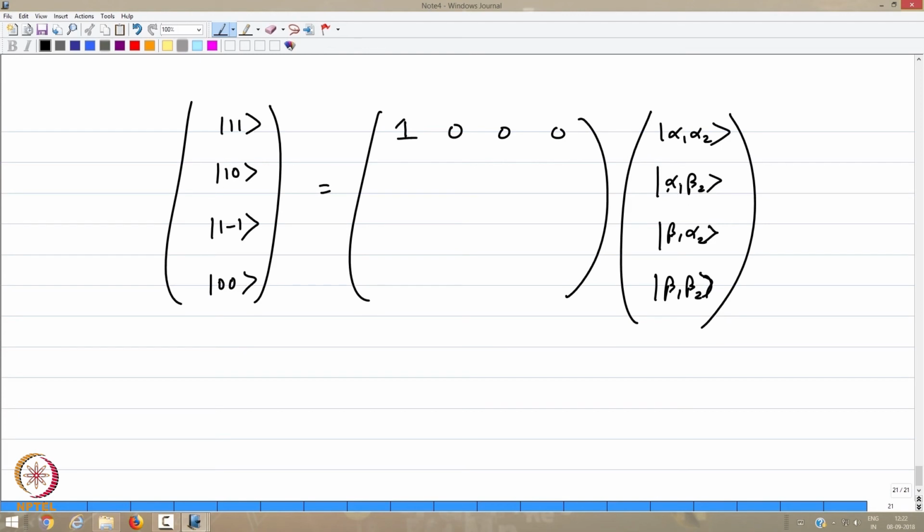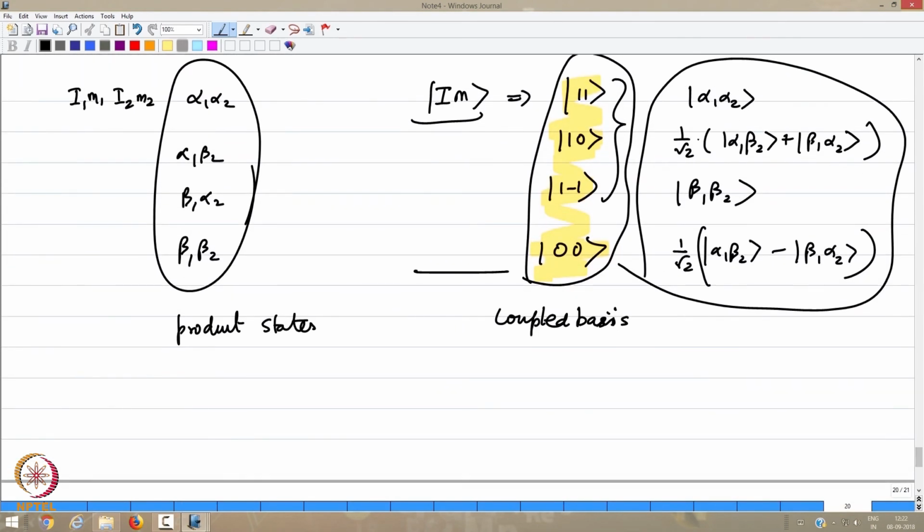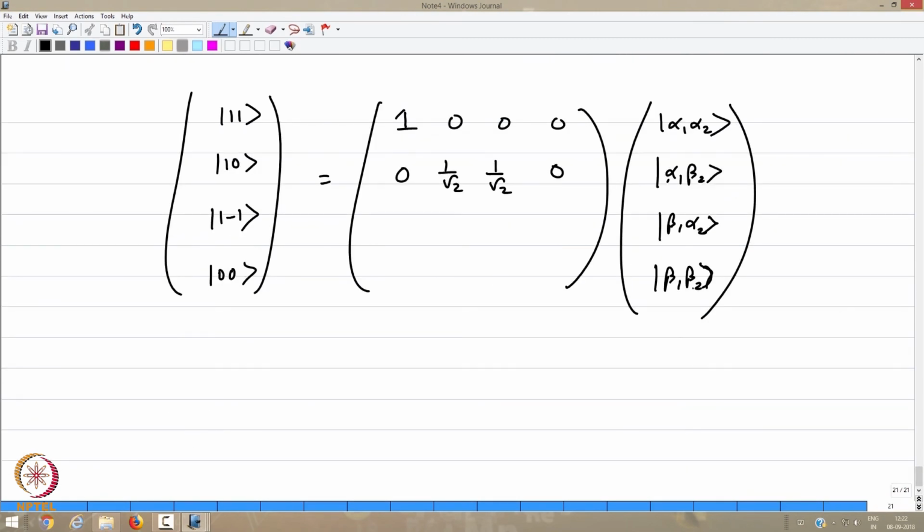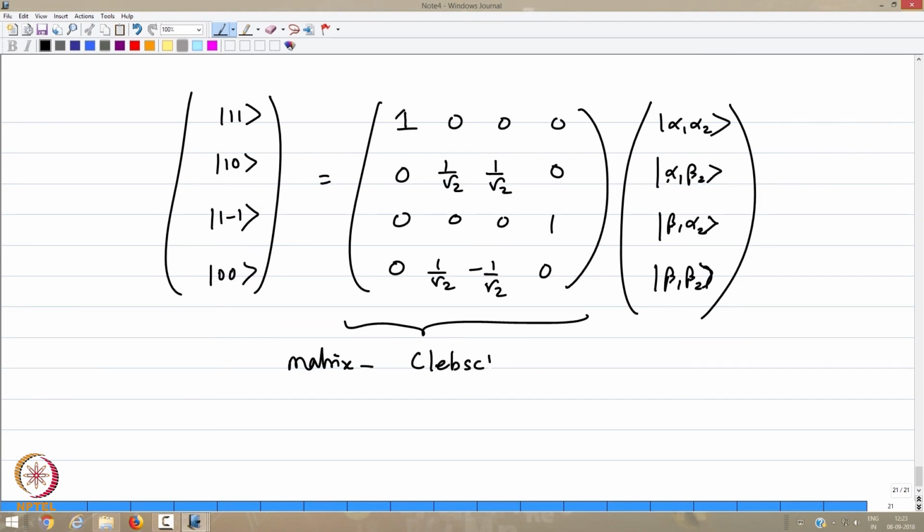The state 1,0 is a linear combination of these two states, and it's 1 by root 2, 1 by root 2 and 0. The state 1,-1 is connected only to that, therefore that is this. And 0,0 is a linear combination with a negative sign between them, so this is 1 by root 2 and minus 1 by root 2 and 0. What is this matrix? This matrix is known as the Clebsch-Gordan coefficient matrix.